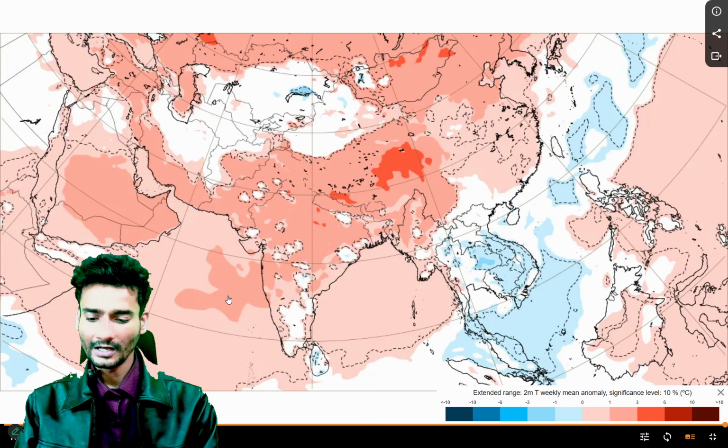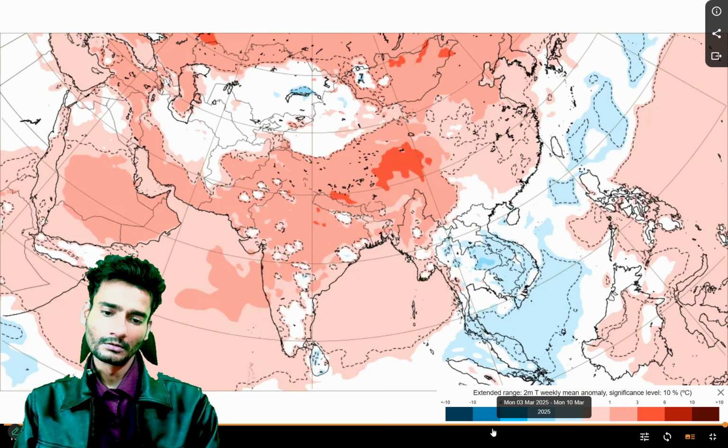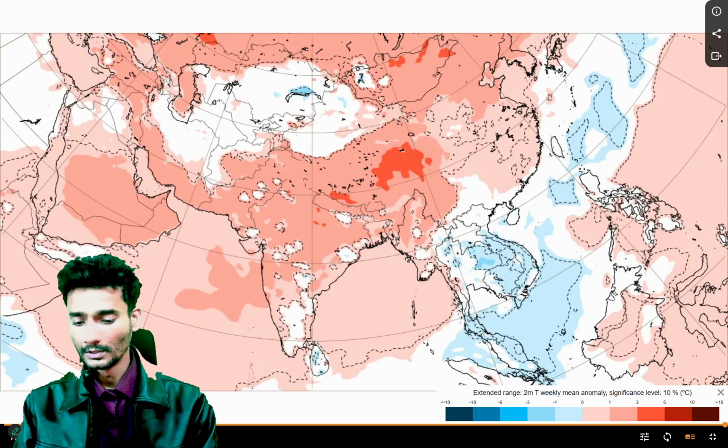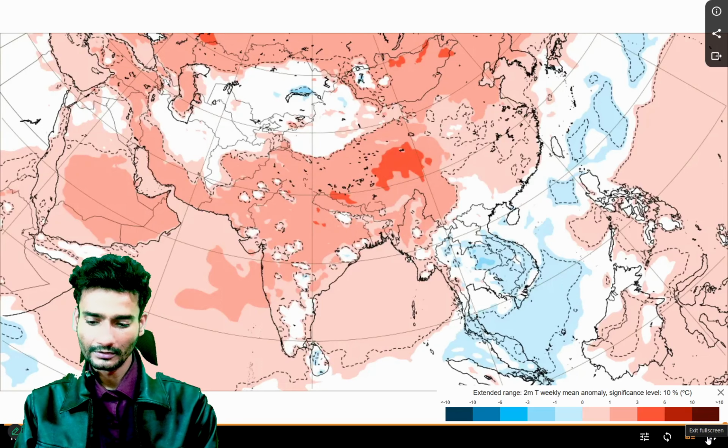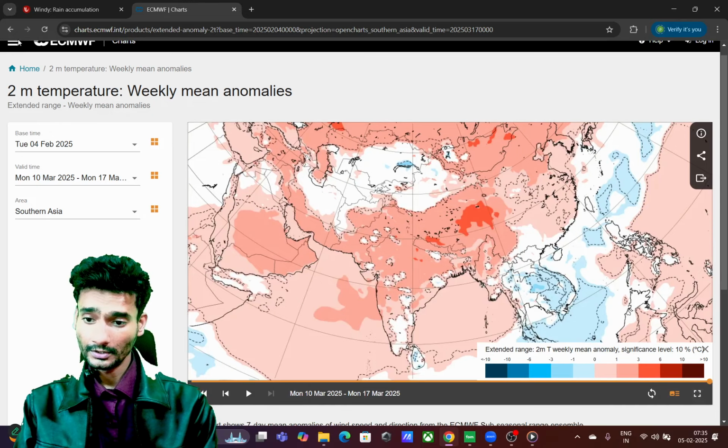So we need to be a little careful in deciding whether these small variations are true. Overall, if we look at the large scale picture, it appears to me that the next 4 weeks are likely to be warmer than normal. So summers are just on our doorstep. So I think we should be prepared for it. I think winters are almost over.